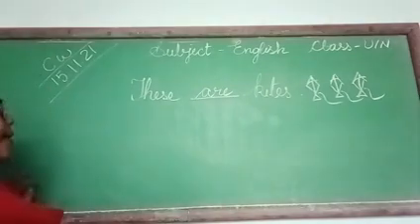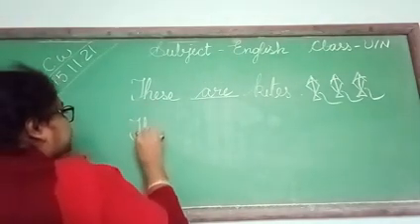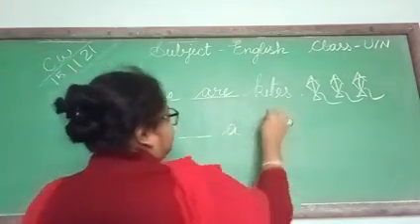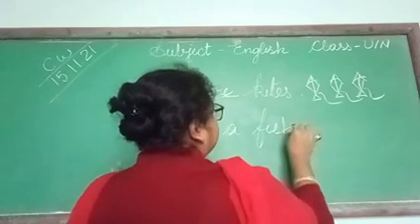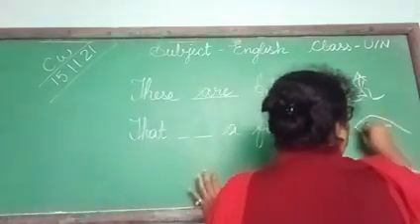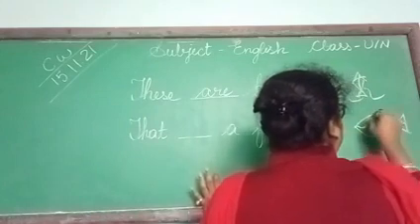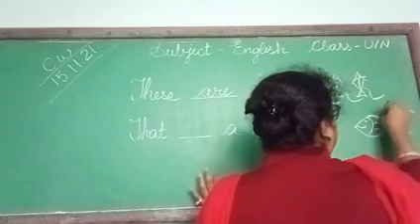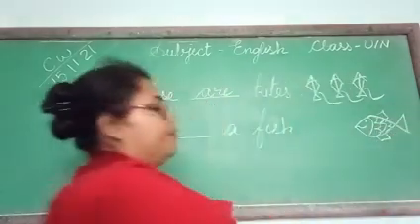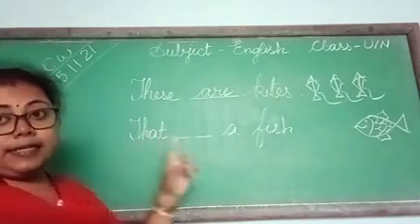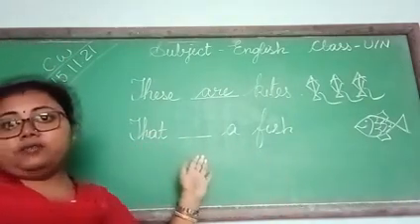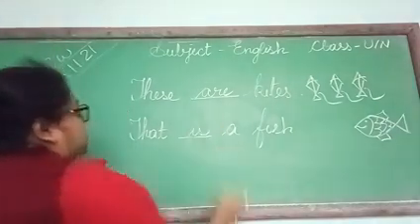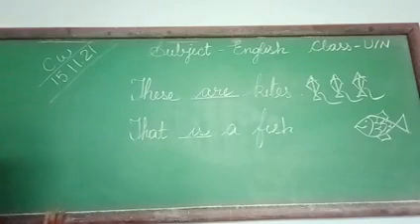Okay? Next, that dash is a fish. Here I have written that and it is singular number. And beside that, what will I write? Is. I-S, is. That is a fish.